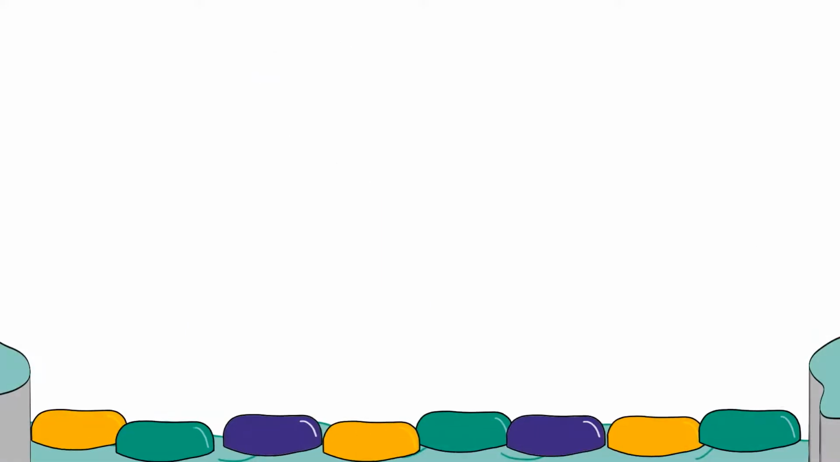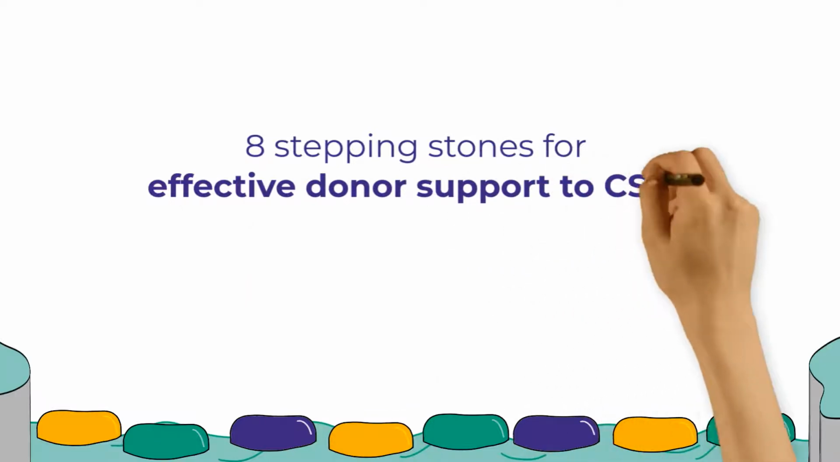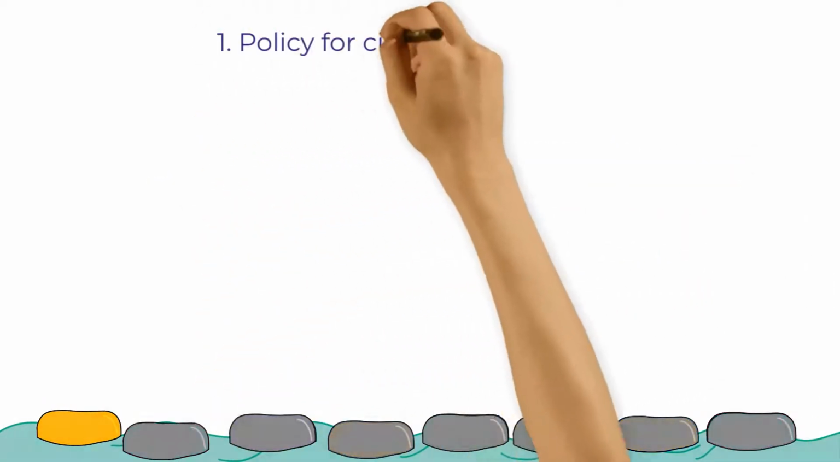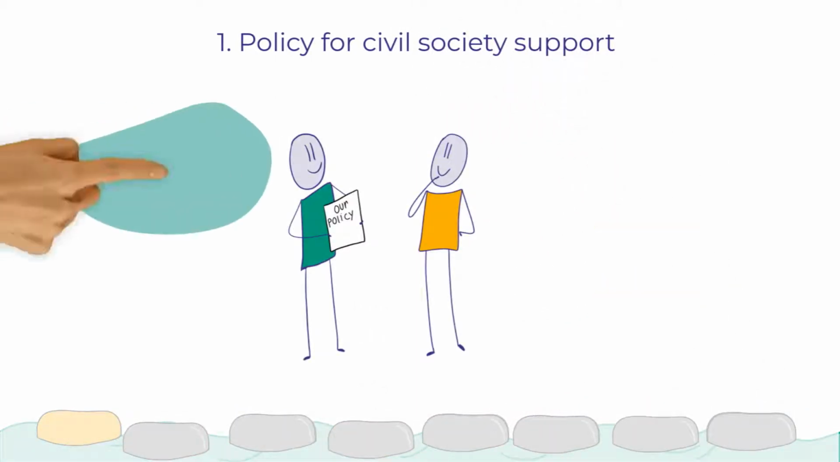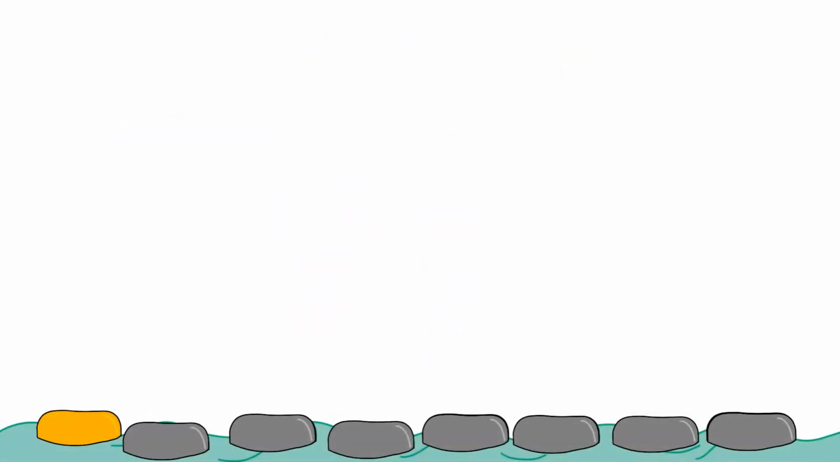The task team has identified 8 stepping stones that donors can apply for effective support to CSOs. The first stepping stone is for donors to have a policy in place that addresses their work with CSOs. This is important because a policy provides a transparent, overarching framework for donor support to and engagement with CSOs.